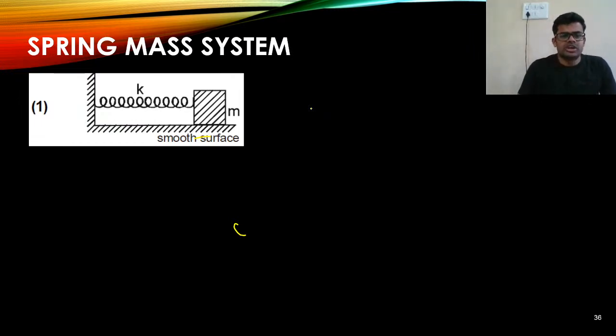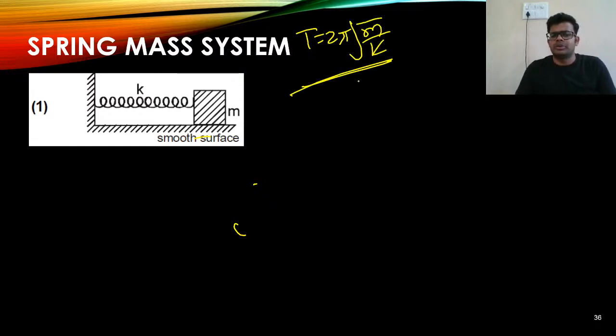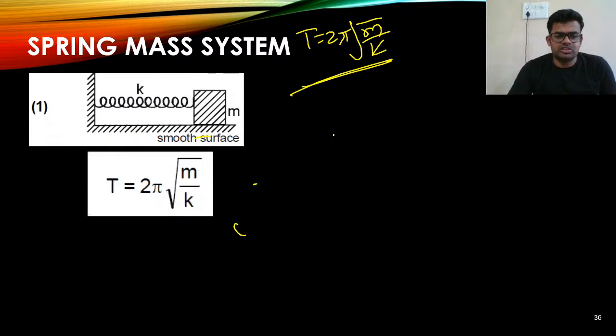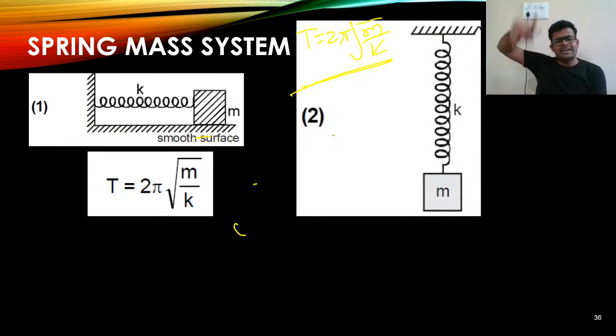Okay. So for such type of spring mass system, what is the formula of time period? The formula of time period is T is equals to 2 pi root of m by k, right? I am not going to explain the derivation today because this is a revision lecture, so we'll move accordingly. So this is the first question: what is the time period of SHM of spring mass system? So this is T is equals to 2 pi root of m by k. That's all.